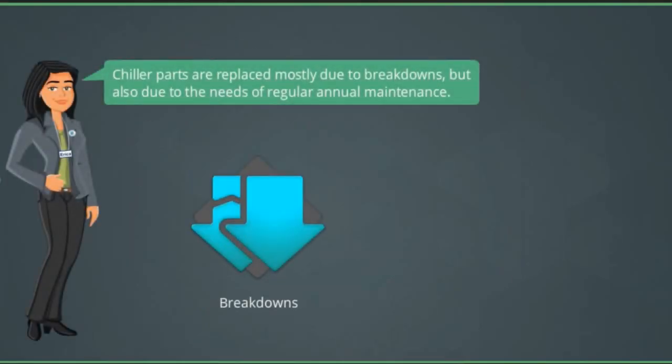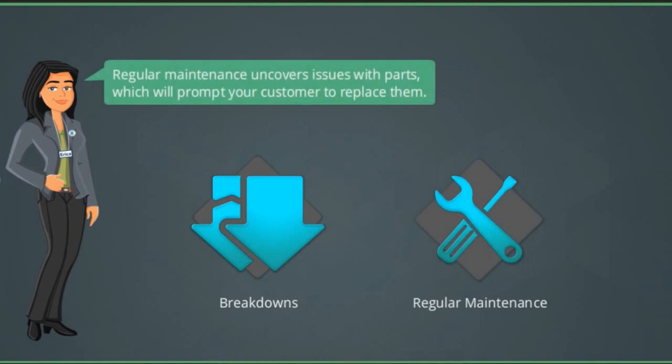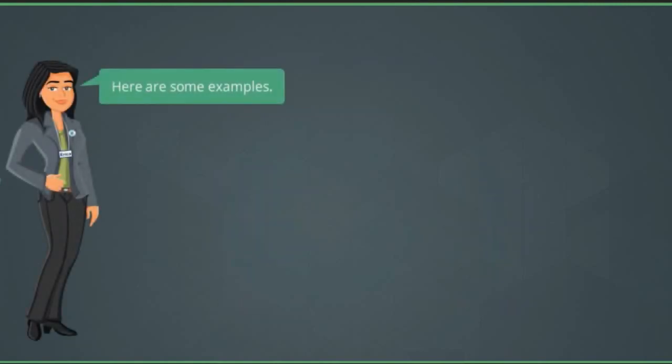When chiller parts are replaced, it's mostly due to breakdowns, but can also be due to the needs of regular maintenance. Regular maintenance can uncover issues with parts, which will prompt your customer to replace them. Read the following list for examples.